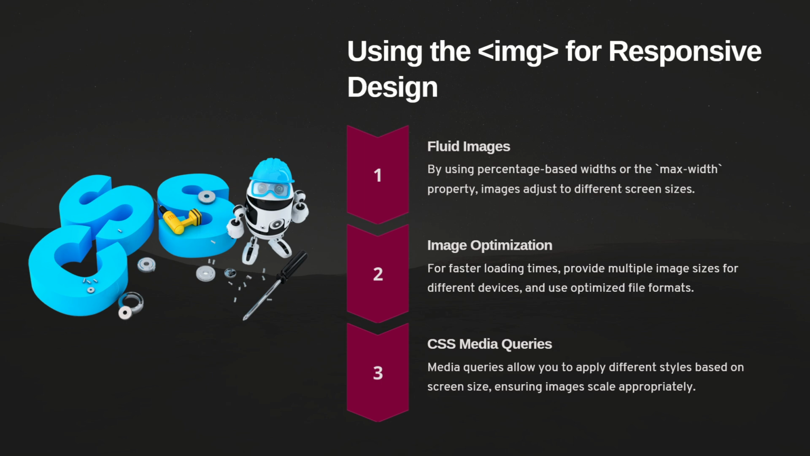Using the IMG tag for responsive design. In the age of mobile browsing, it's essential to design responsive images. Fluid images, which adjust their sizes based on screen width, can be achieved using percentage-based width or the max-width property. Image optimization is also key. Providing multiple image sizes and using optimized formats ensure faster loading times. Lastly, CSS media queries allow you to adapt styles for different screen sizes.